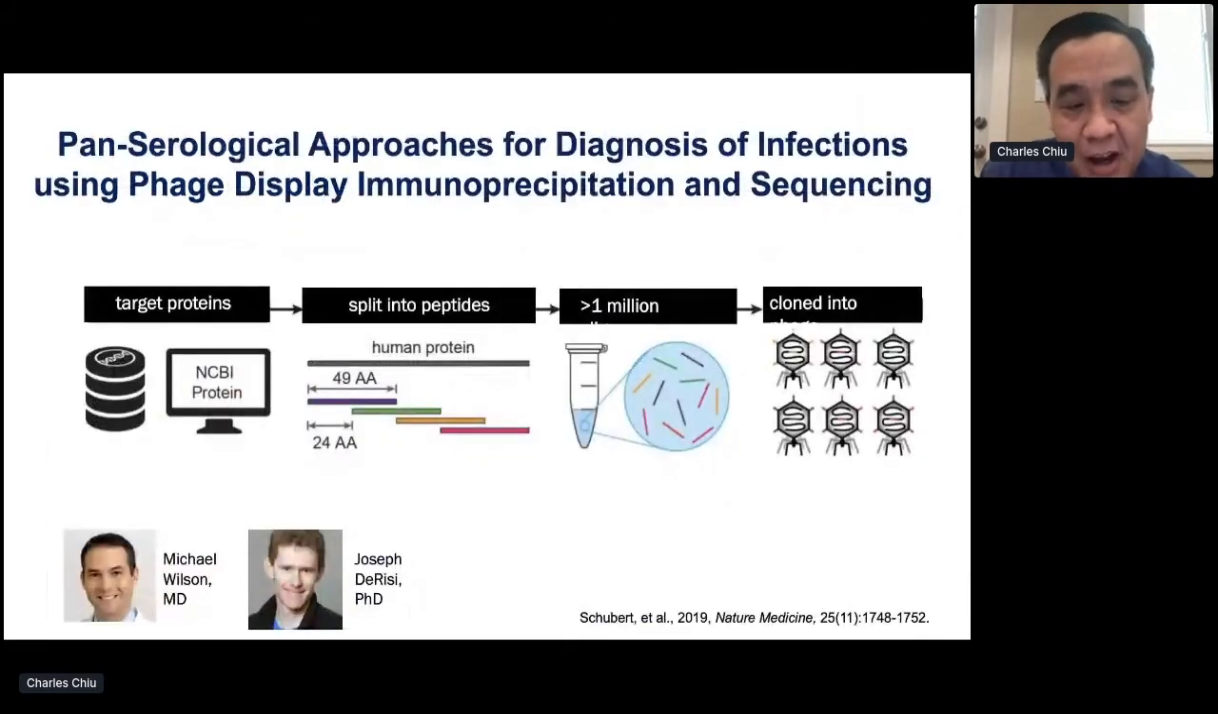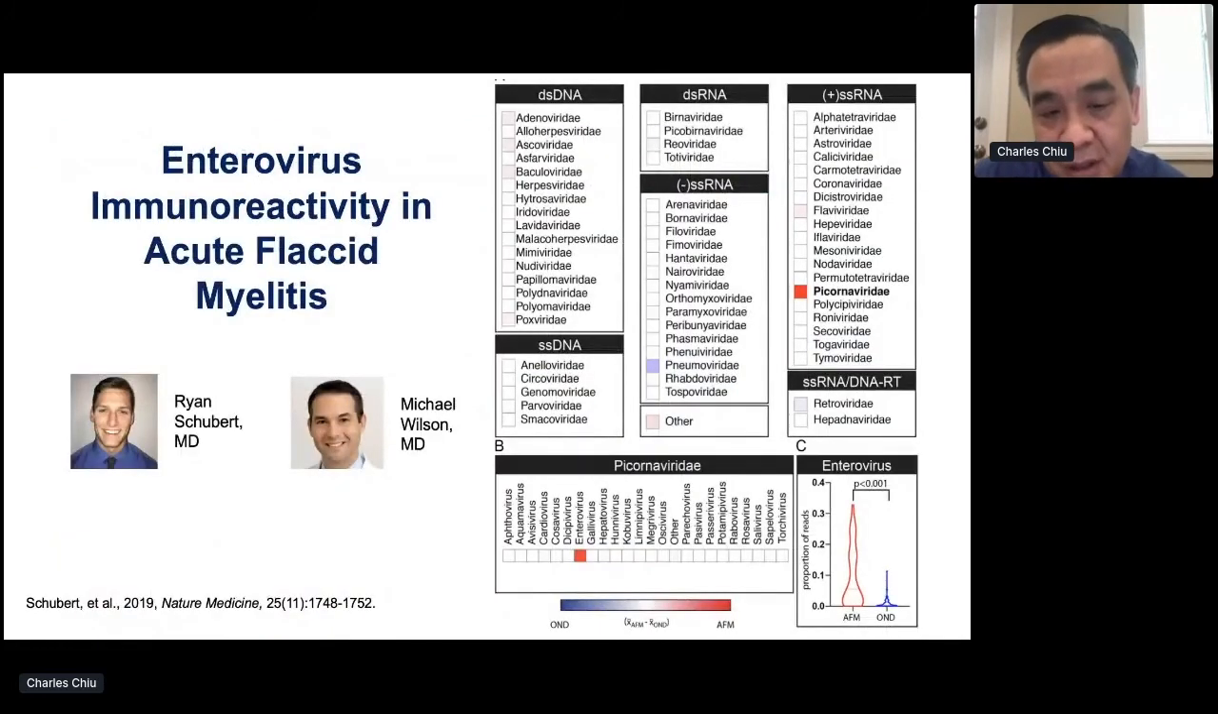In addition to that, my colleagues, Dr. Michael Wilson and Dr. Joseph DeRisi, developed what we call a pan-serological approach for looking at antibodies to all viruses simultaneously using a phage display technique. I don't have time to describe it, but in short, with this technology you can take spinal fluid and identify antibodies to all viruses. When they looked at a subset of patients who had acute flaccid myelitis, they saw that nearly all of the patients had reactivity or antibodies specifically to enteroviruses. So this is a very powerful technology because it allows you to look at antibodies to all viruses simultaneously.